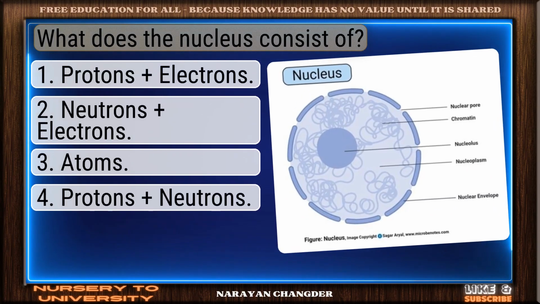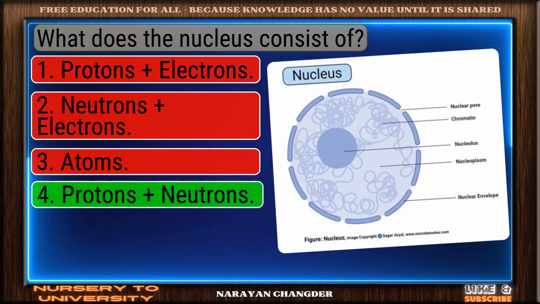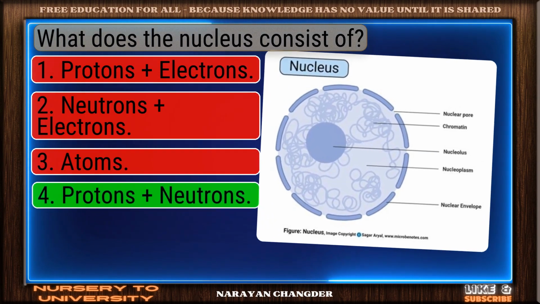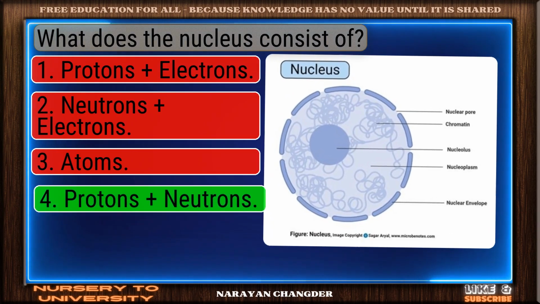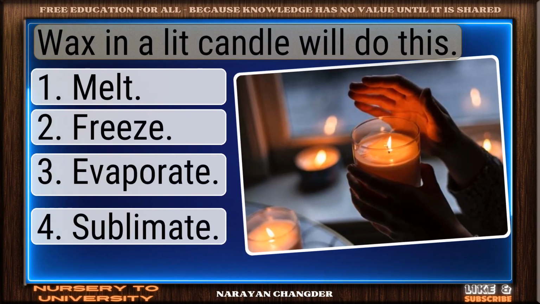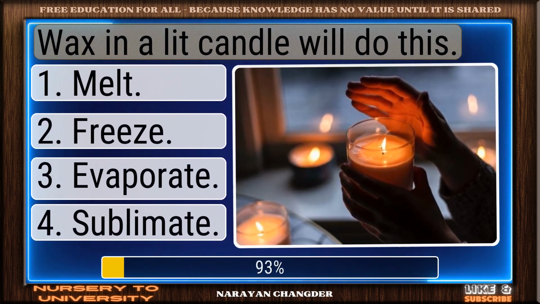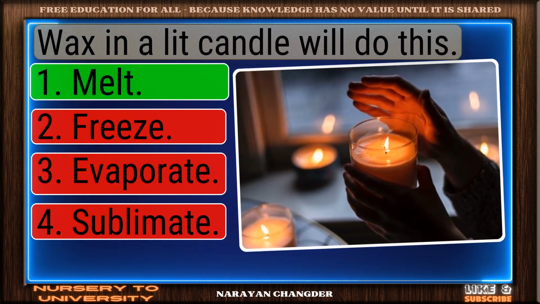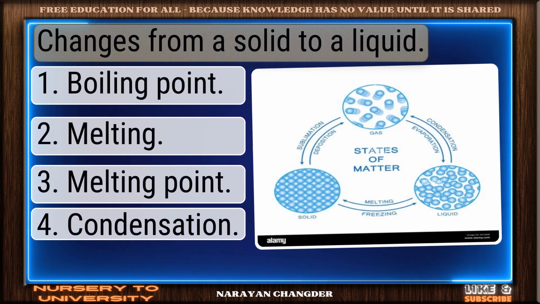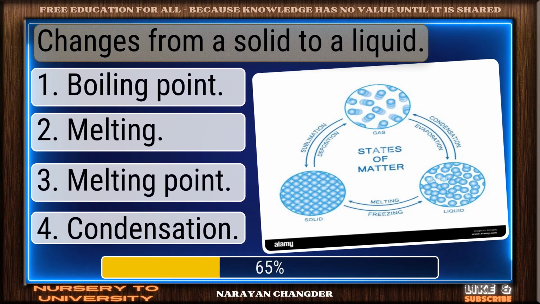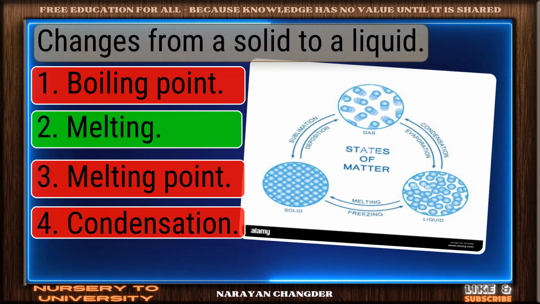What does the nucleus consist of? Clear logic. Your choice protons plus neutrons is sound and 100% true. Wax in a lit candle will do this. Perfect. Melt is the correct choice. Changes from a solid to a liquid. Right again. Melting is a valid answer.